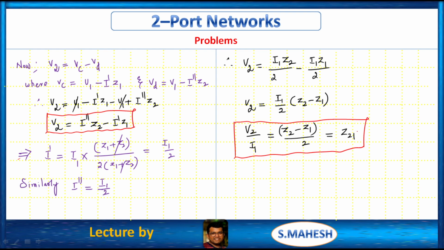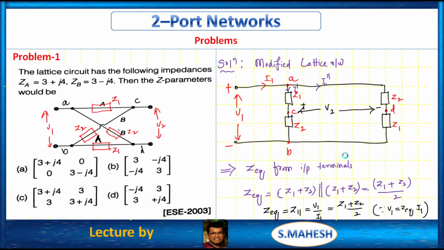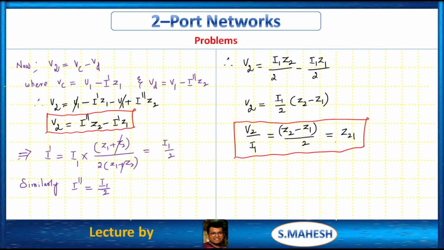So finally, what do we have? Z equivalent is what? V1 by I1 is nothing but Z1 plus Z2 by 2. Like that, V2 by I1, that is Z21, is nothing but Z2 minus Z1 by 2.